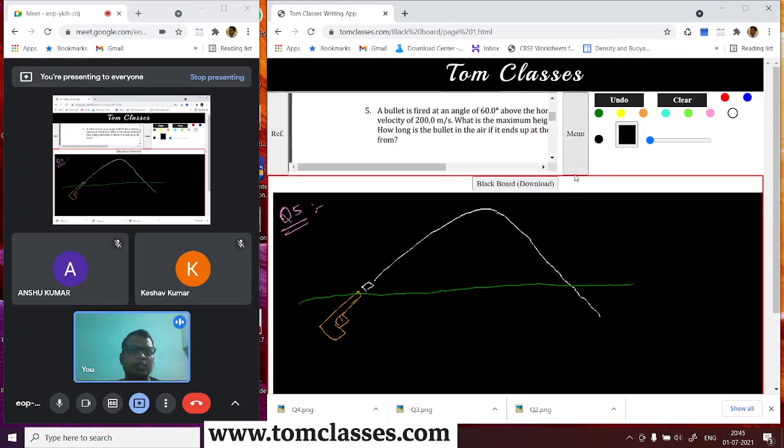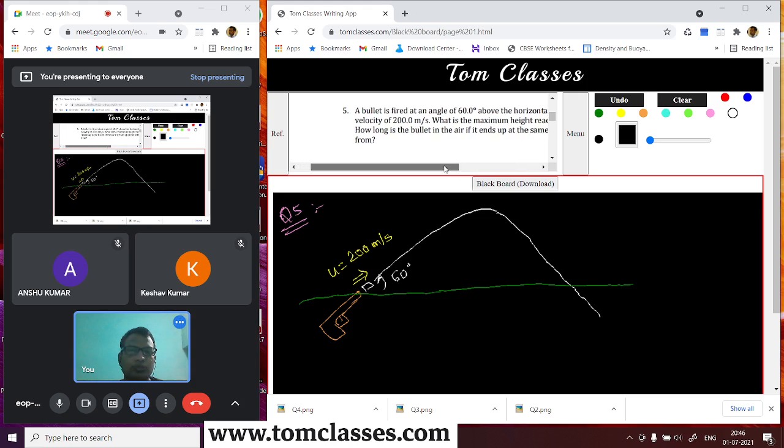Let's see this. Okay, so this is the scenario. In this scenario it has been talked about the velocity of the bullet and what is the angle given to us? The angle given to us is 60 degree. This is 60 degree, and the velocity with which it has been fired is given as u equal to 200 meter per second, at an angle of 60 degree.